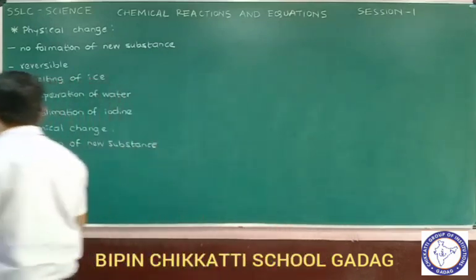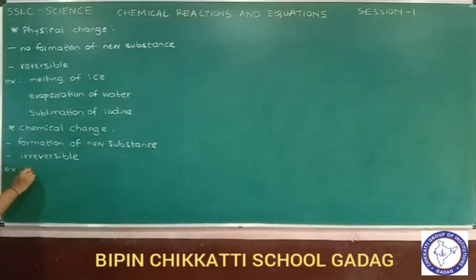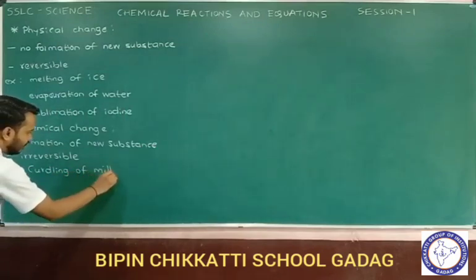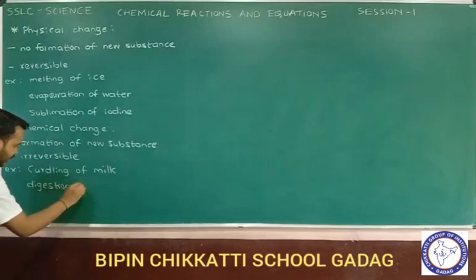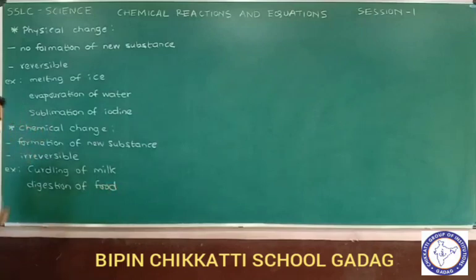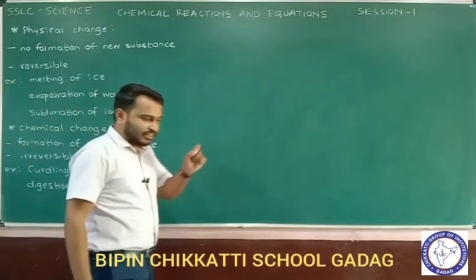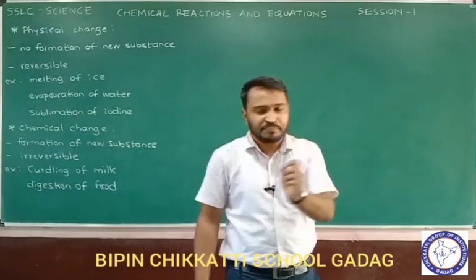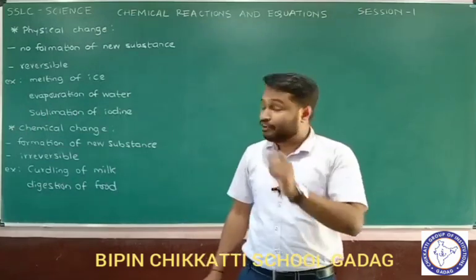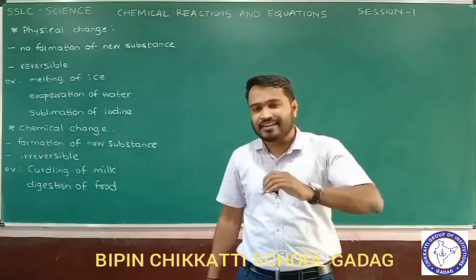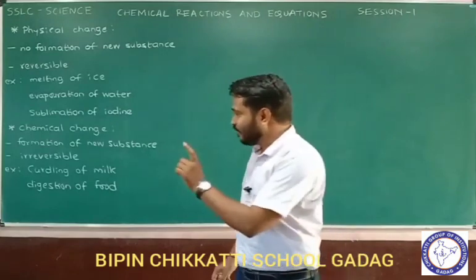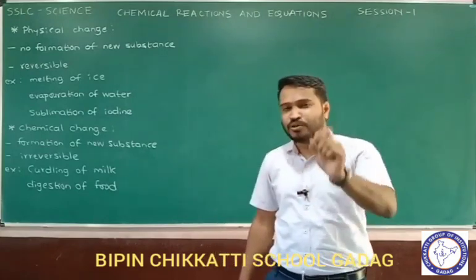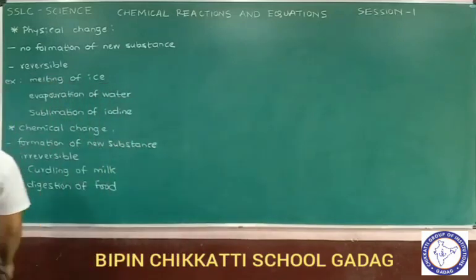So some examples I am going to write here. One is curdling of milk. Second one I am going to consider is digestion of food. You just see here, digestion of food. The food particle is going to be converted into simpler substances to give energy. Of course there is a formation of new substance, and digestion, you cannot reverse that, isn't it? So therefore we see formation of new substance, and you cannot reverse that one. Therefore digestion of food belongs to the change we call chemical change.